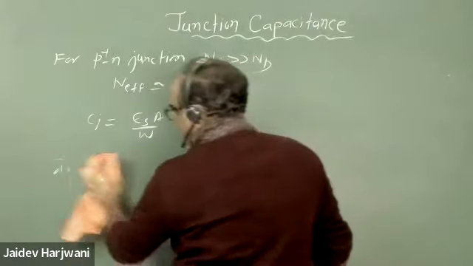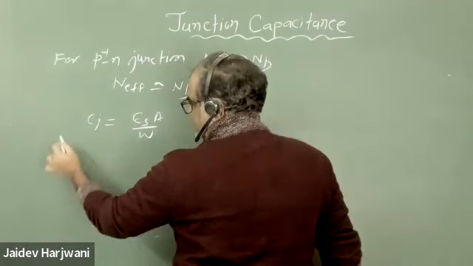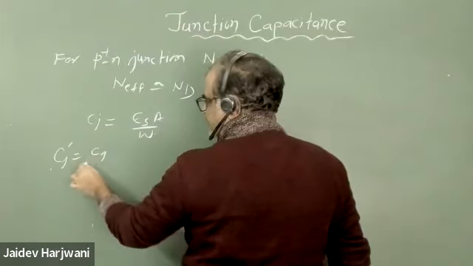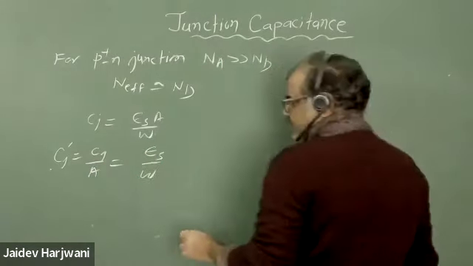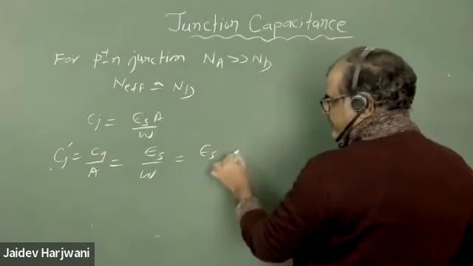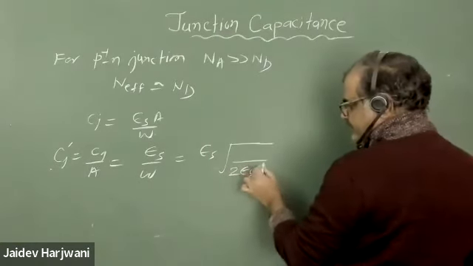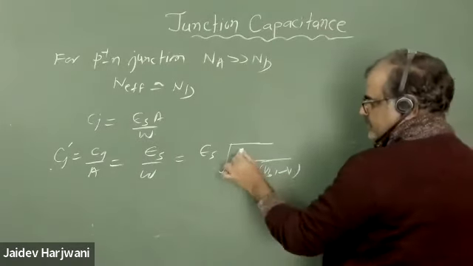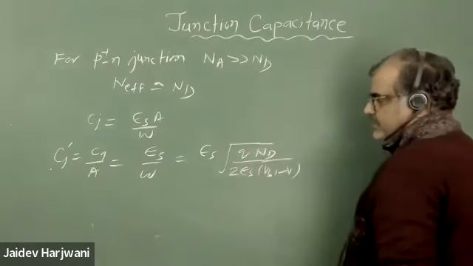Okay, where I know what is W. Now if I take capacitance per unit area, Cj by A, C dash equal to Cj by A, I can write it as Es by W. This is my Es, and we know W is the square root of 2 Es (VBI minus V) over Q N effective, where N effective will become ND for this particular case.